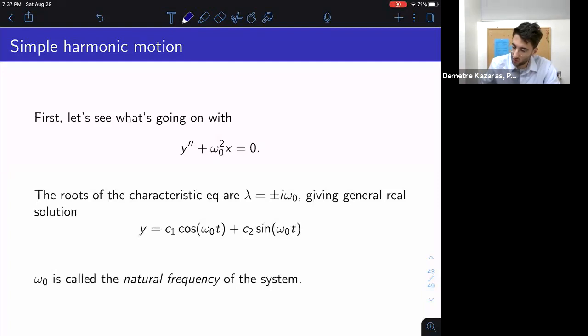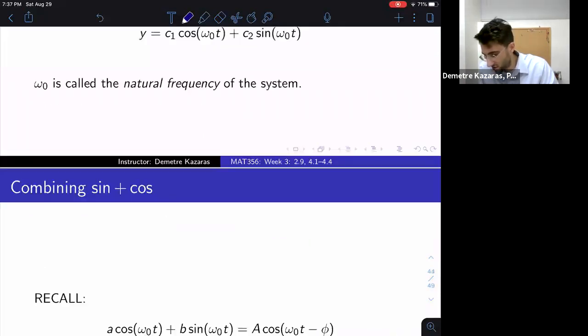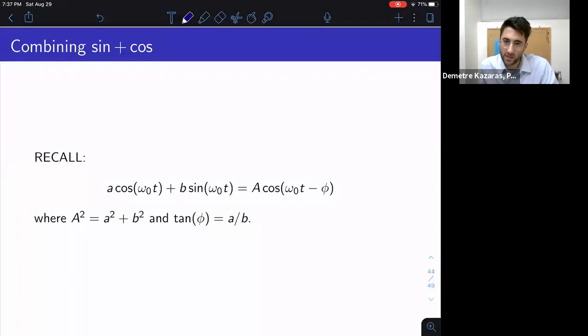Now, you might remember that if you have the sum of a sine and cosine function with the same period, then you can actually write that as a single trig function, for instance, a cosine function. So that's what I'm saying here. You can write that solution as a single trig function, which is something you would like to do because that's a simpler description of the motion.